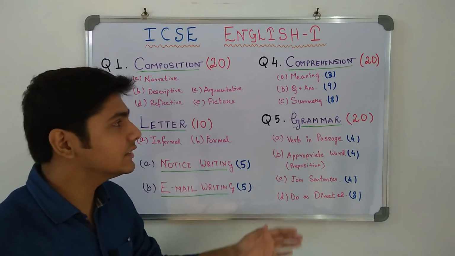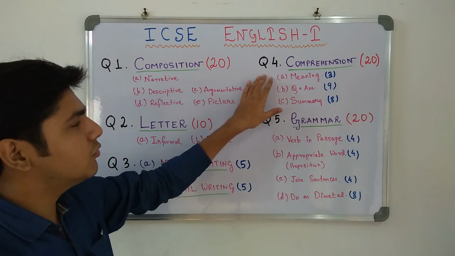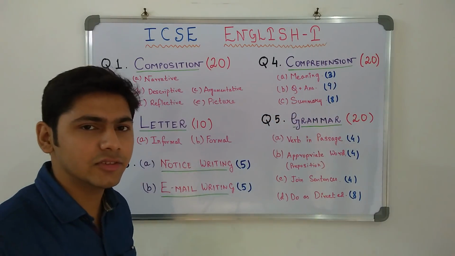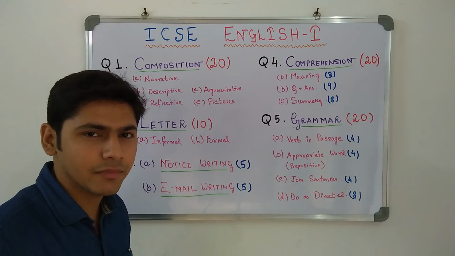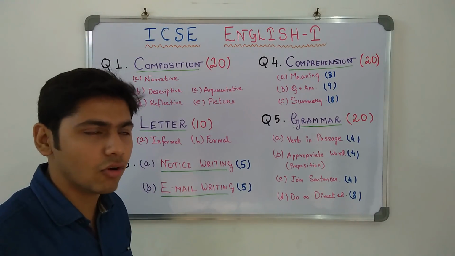Moving on to the important section, that is comprehension and grammar, where you can score easily. Question 4, comprehension, 20 marks. A passage will be given, 35 to 40 lines. You have to read that passage and you have to answer the questions that follow.